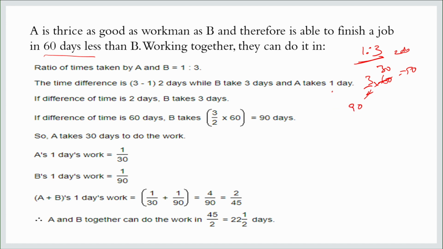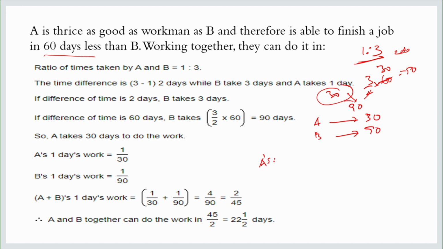When A takes 30 days, B takes 90 days, because A is thrice as good a workman as B. Okay. So, now we are going to calculate. Here A can do that work in 30 days, B can do that work in 90 days.